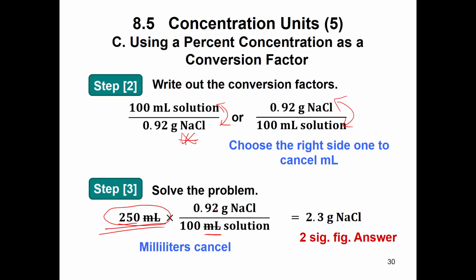So 0.92% is the same thing as 0.92 grams per 100 milliliters if I'm talking about weight volume. Alright, and so 250 times 0.92 divided by 100 gives me 2.3 grams of sodium chloride.